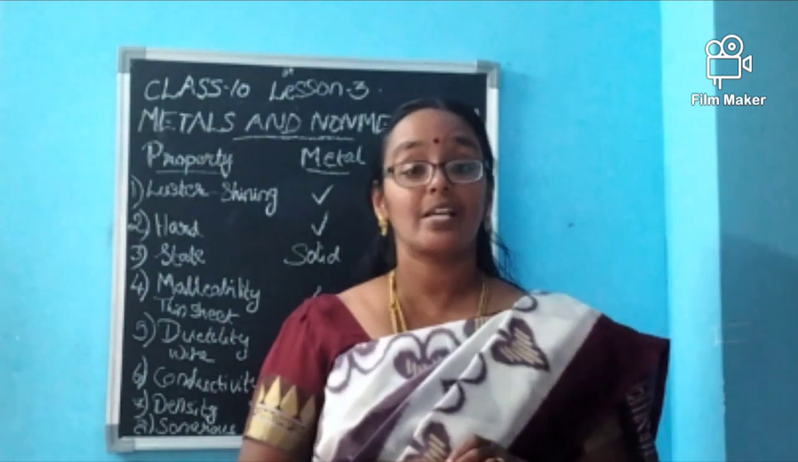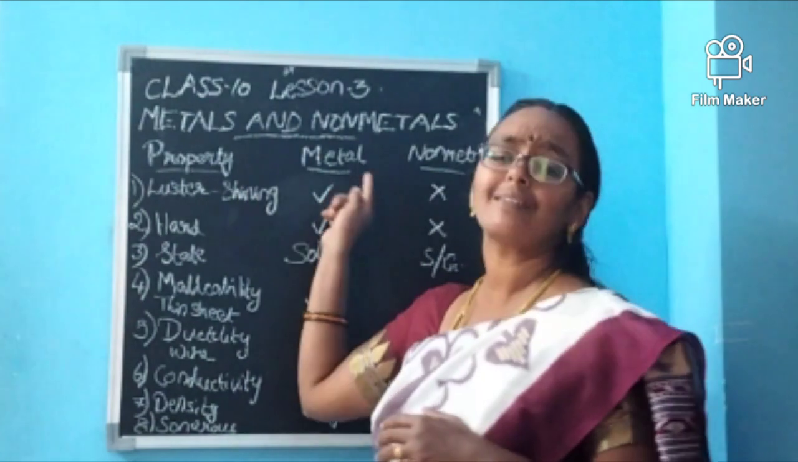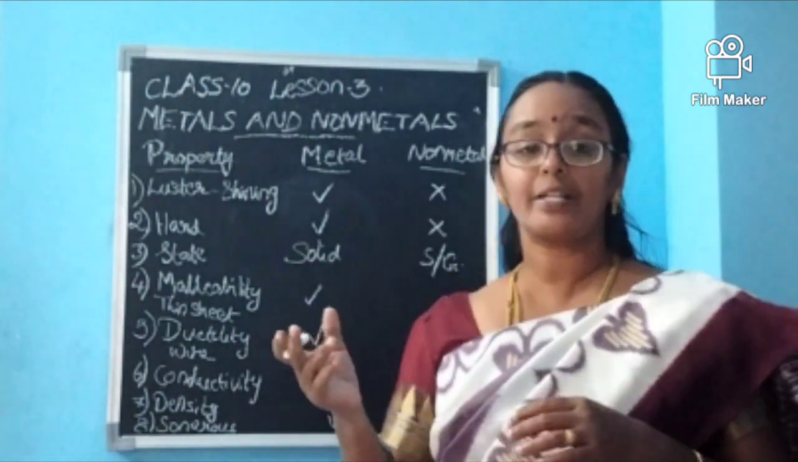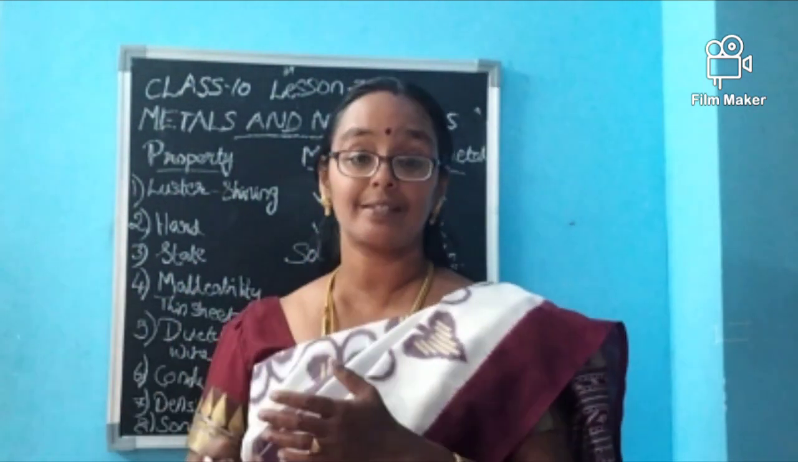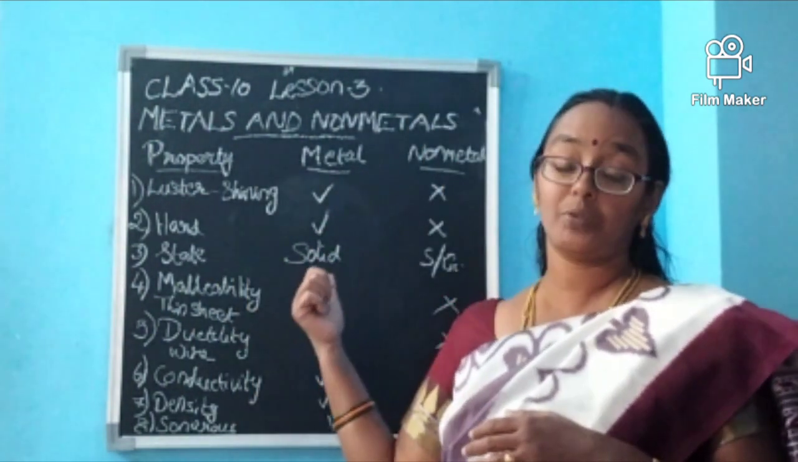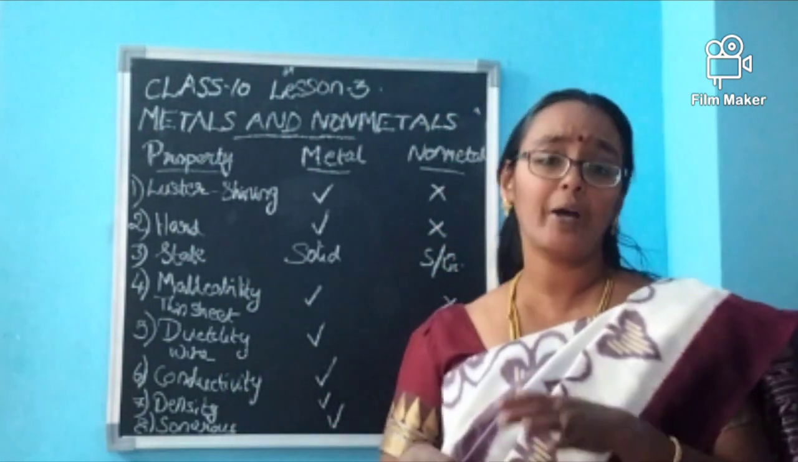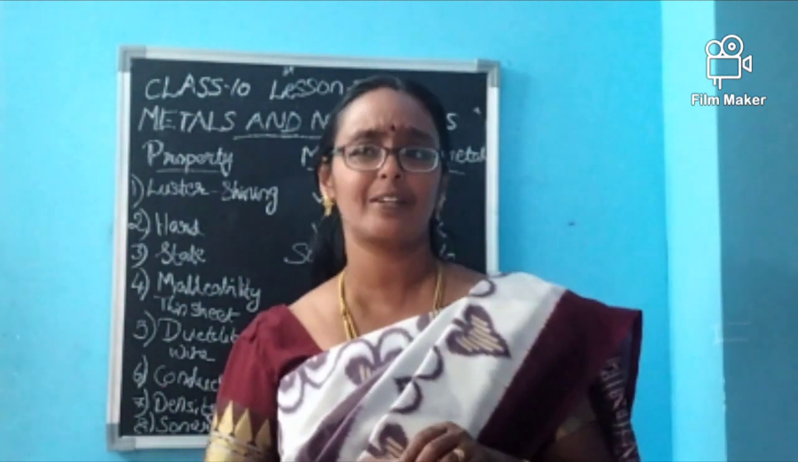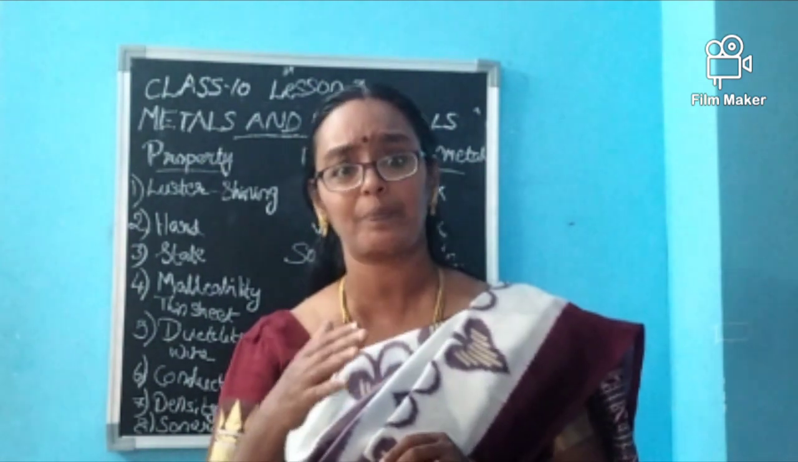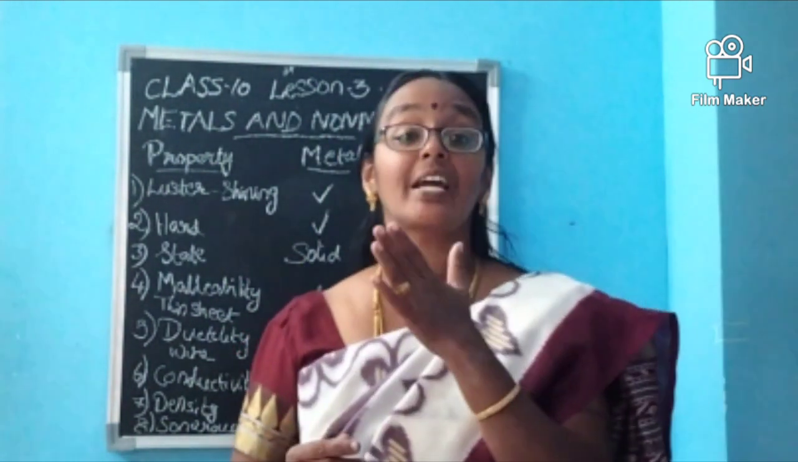Dears, first, as I told you, the physical properties between metals and non-metals. In the textbook there is no such comparison, but to make us study easily, I am doing it this way. First, luster property. Many things are from the first chapter itself, and we are learning them again here. Luster property means shining appearance.